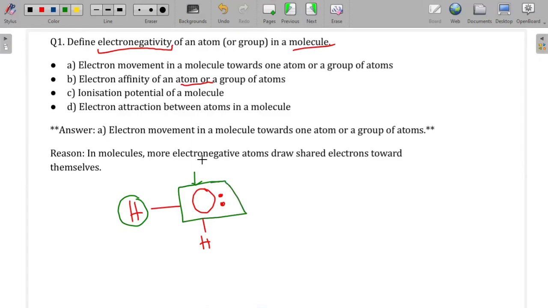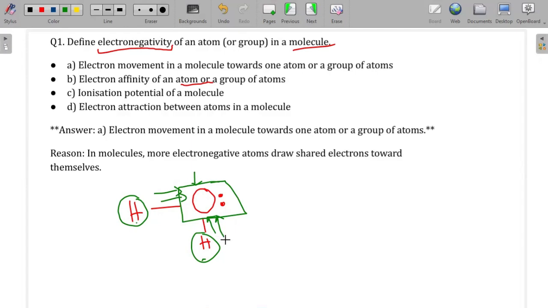Because it draws electrons towards itself. It draws electrons towards itself. So it's going to be attracting the electrons there, they will be drawing closer to the oxygen. Even the electrons here, they will be drawing closer to the oxygen. Why? Because the oxygen is more electronegative than the what? The hydrogen here.